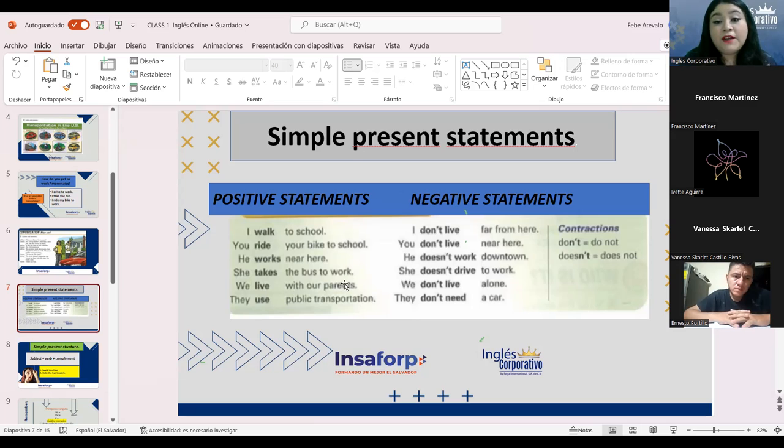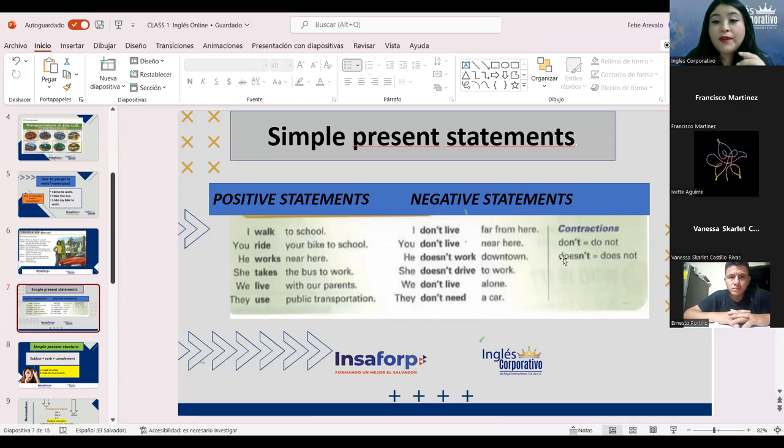She takes the bus to work. She doesn't drive to work. We live with our parents. We don't live alone. They use public transportation. They don't need a car. Okay? We have the contractions. Tenemos las contracciones aquí. All right? O la versión corta, podríamos decirle.